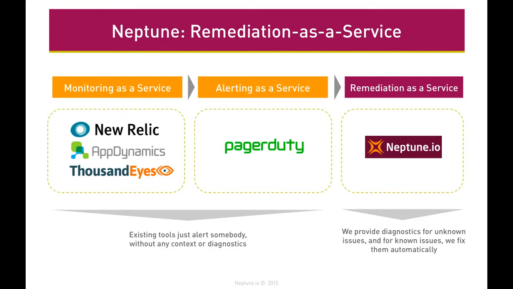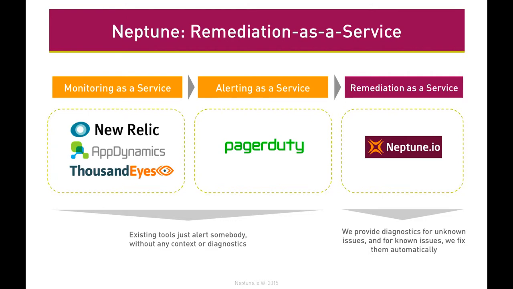Let's see how Neptune fits in your DevOps ecosystem. We don't do monitoring and we don't do alerting. Instead, Neptune integrates nicely with your monitoring tools like New Relic, AppDynamics, Nagios, ThousandEyes, and so on, and PagerDuty. And when an alert occurs, it can automatically run a corrective action.